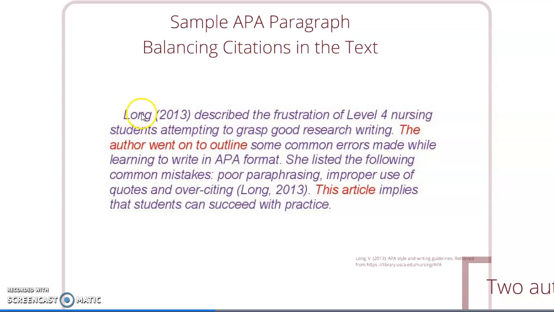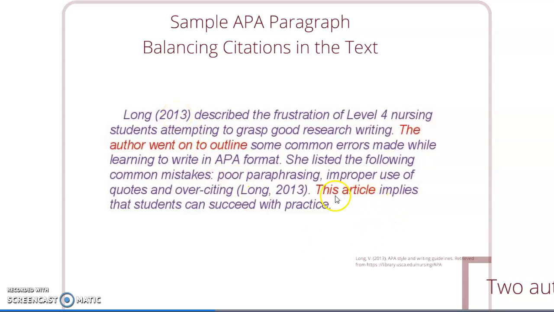So here, for example, we're pulling from a source written by one author, Long, in 2013. So I introduce it saying, Long 2013 described. Now I'm going to continue to talk about this individual article, but instead of putting Long 2013, Long 2013, Long 2013 throughout this entire paragraph, what I can do instead is articulate, the author went on to outline, she listed the following common mistakes, this article implies. And so as you can see, I maintain the connection to that original source without having to put an in-text citation on every single line.